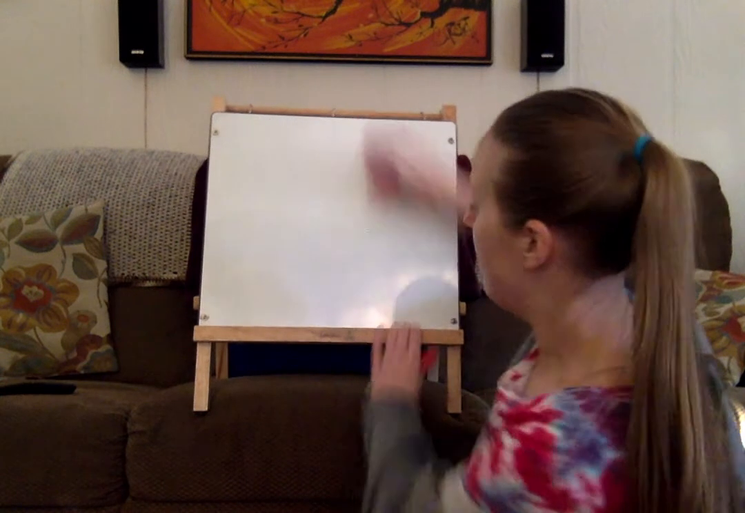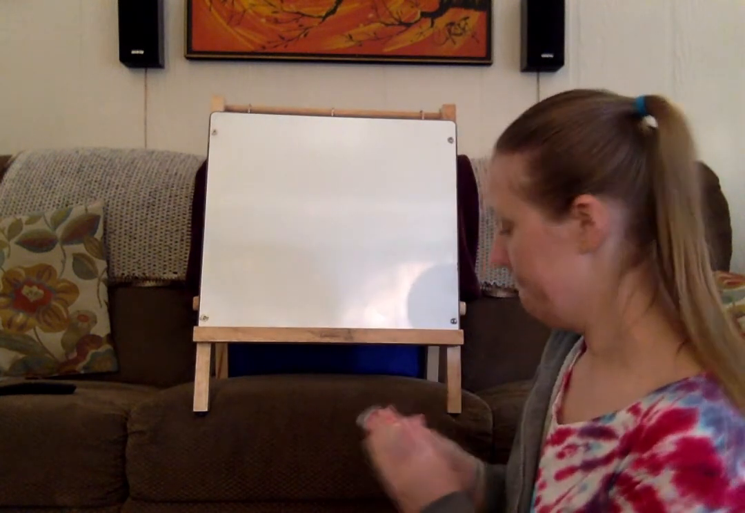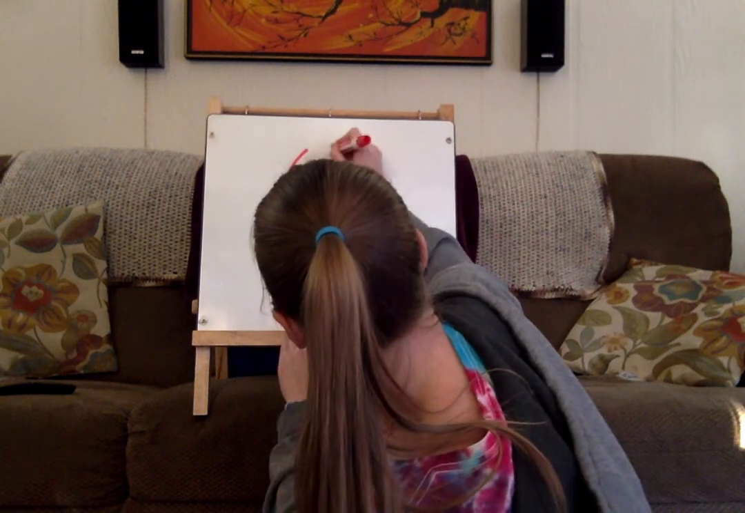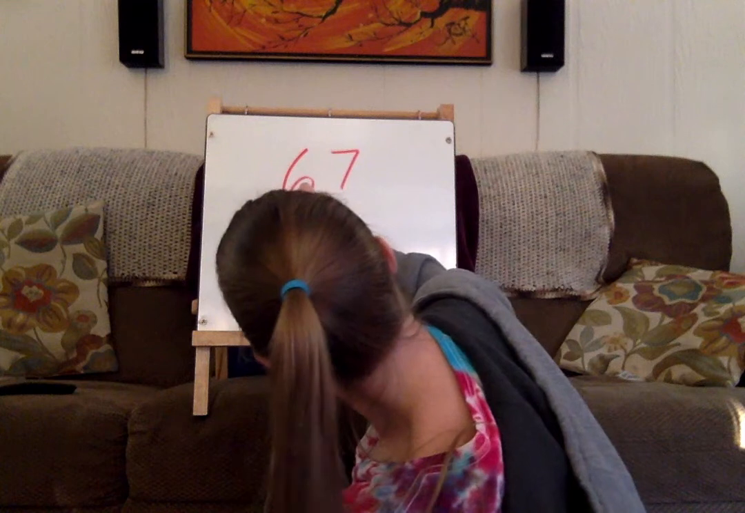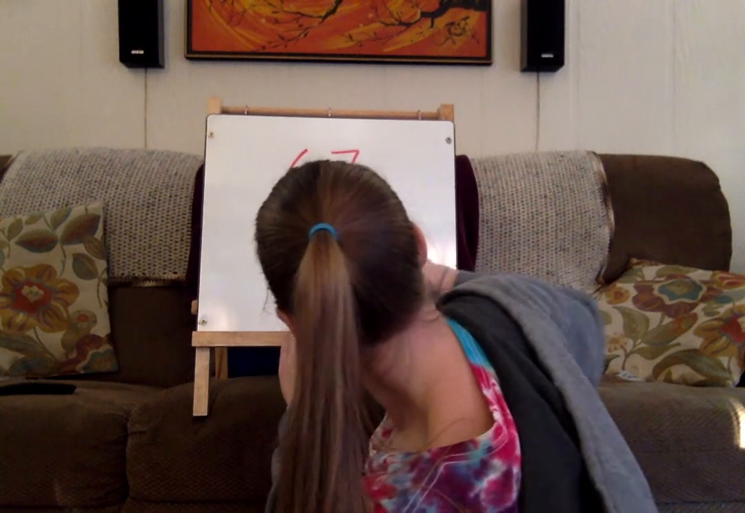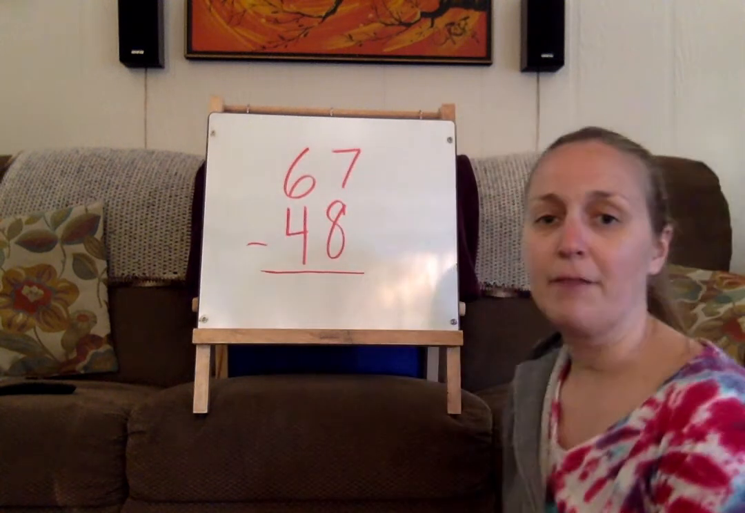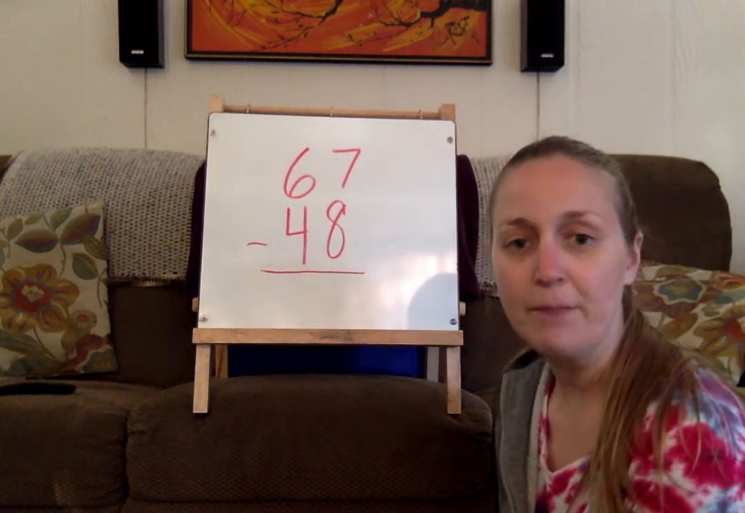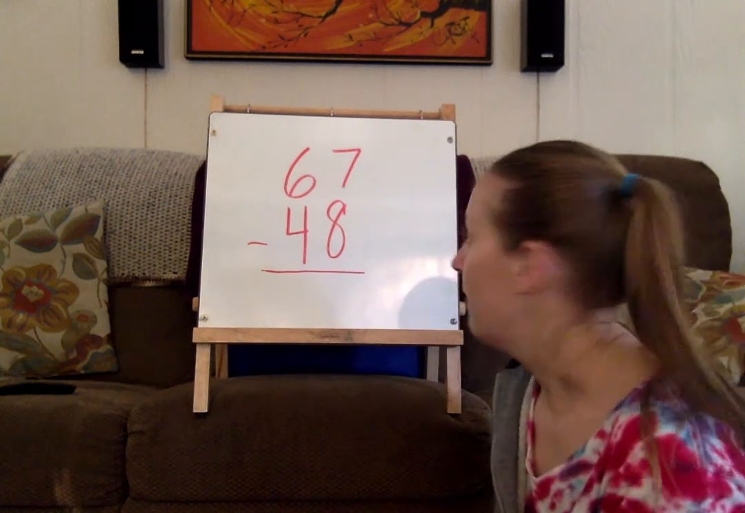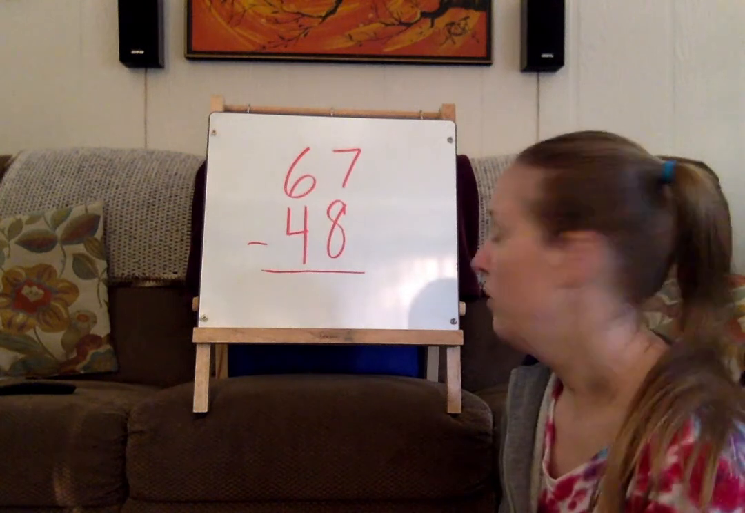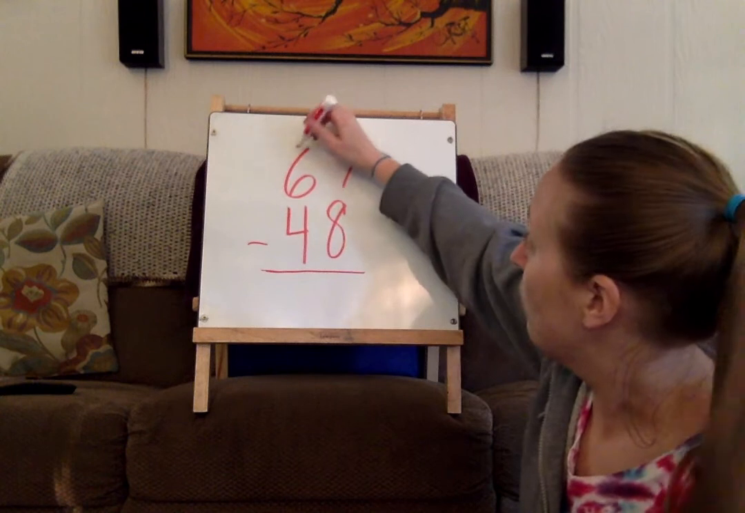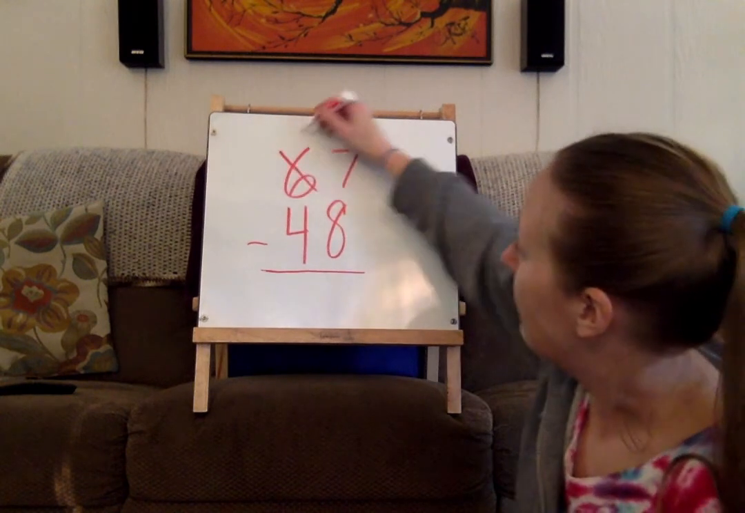I'm going to write another one. So I've got 67 minus 48. The first thing I'm going to do is look at my ones position, and ask myself, more on the top? Nope. More on the floor? Yep. Go next door, ungroup, and get 10 more.